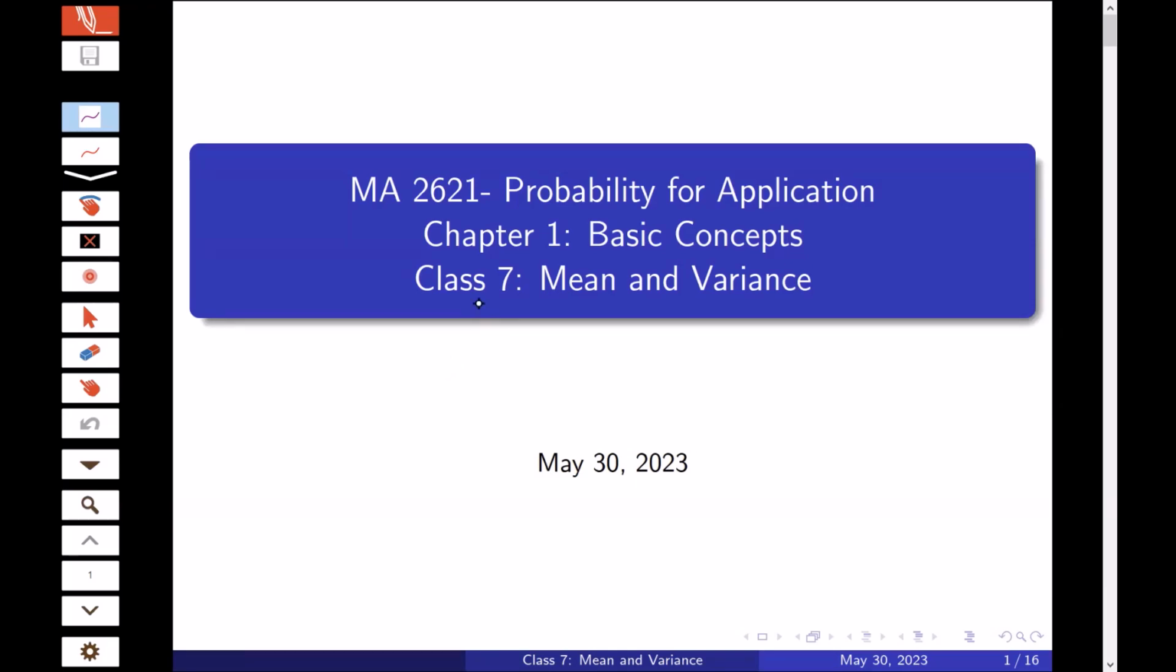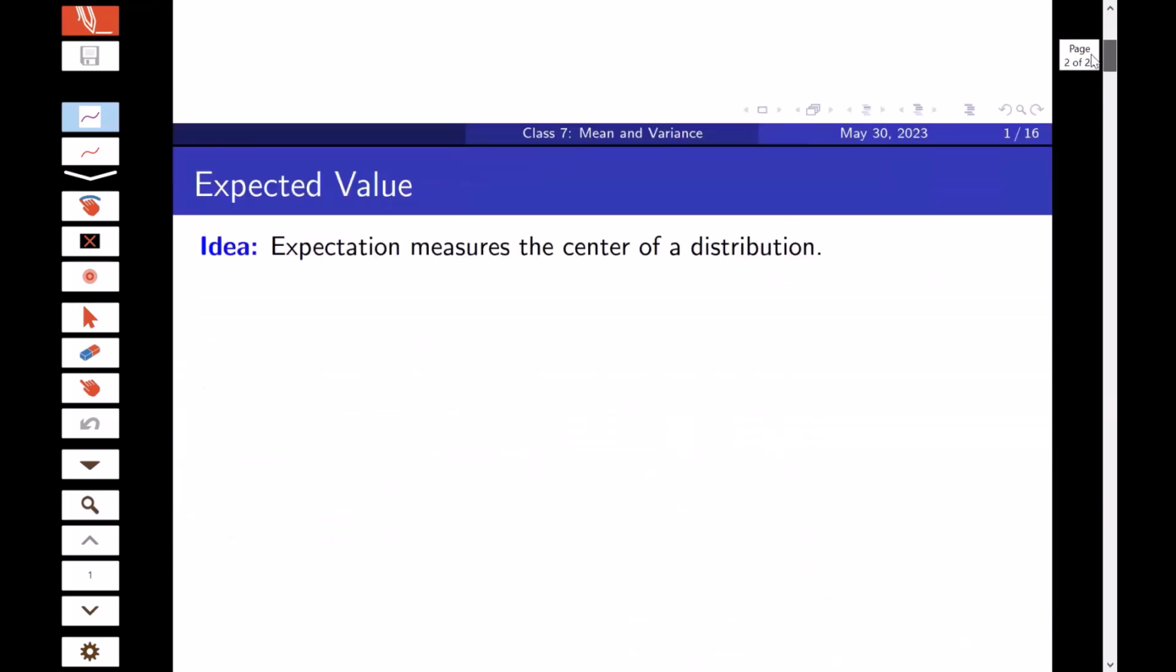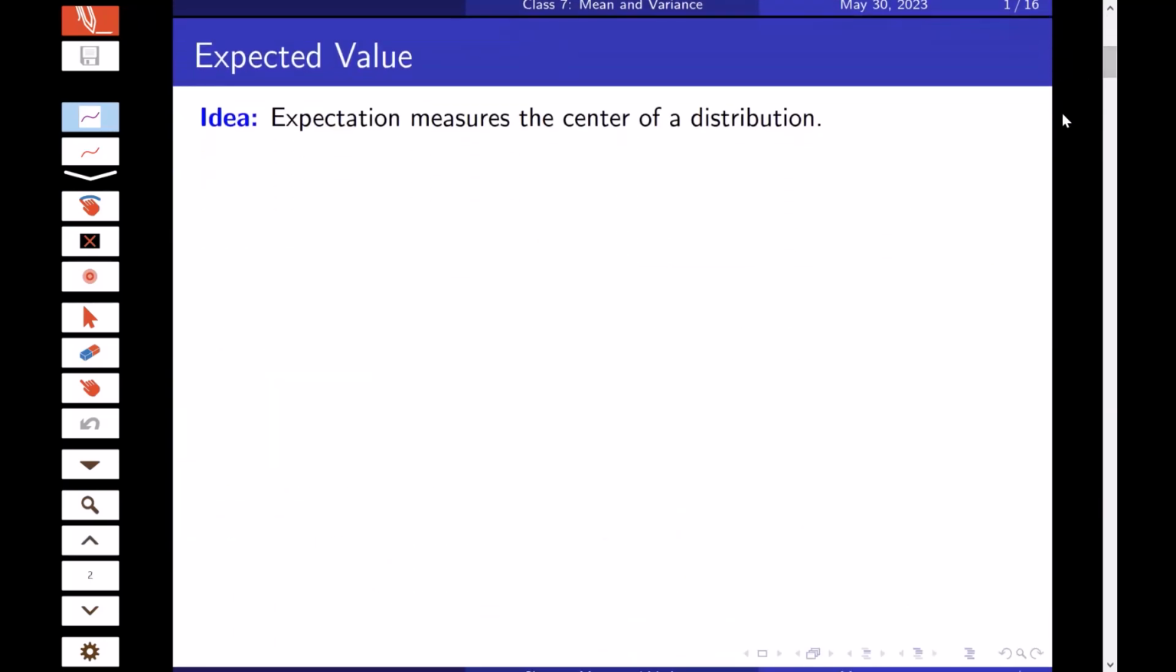The last time we learned about the geometric distribution, and this is the last topic under chapter 1, which is the mean and variance of a random variable. So without spending much of the time, let's go to the next slide.